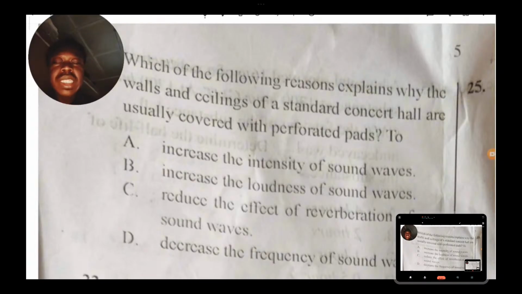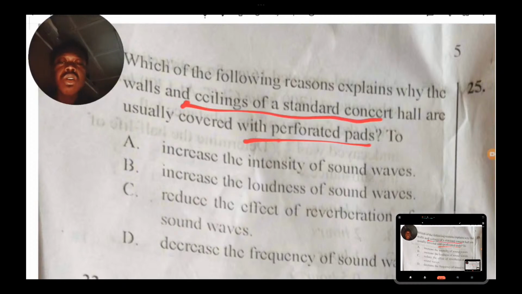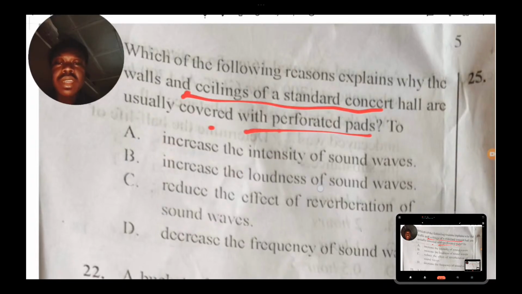So, for this, we know that if you are covering your walls with perforated parts, if you have been to radio stations for excursions or television stations for excursion or anywhere at all that has to do with communication, you'll see that their walls are always padded and sometimes their ceilings are also padded. Sometimes they use curtains on the wall. Is that clear?